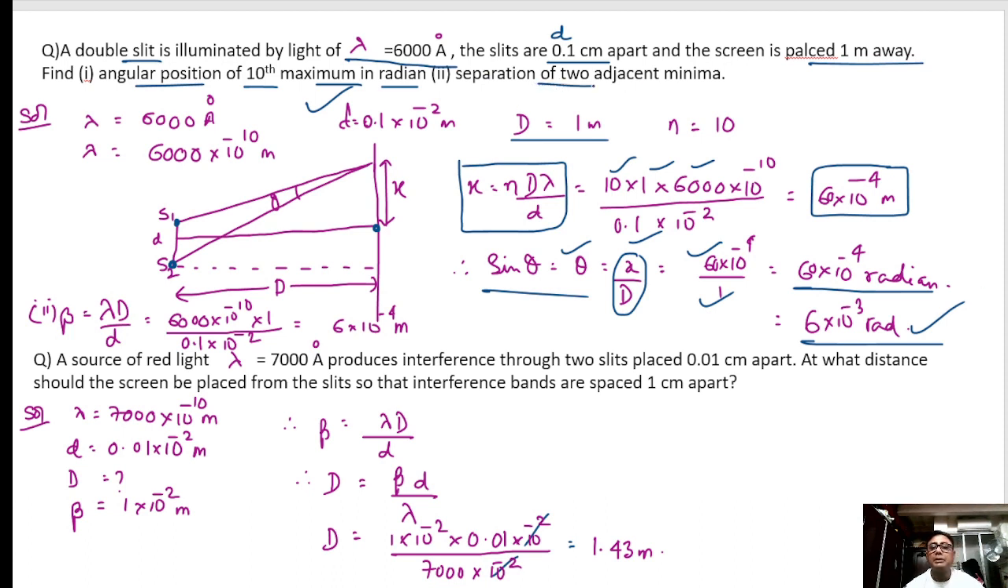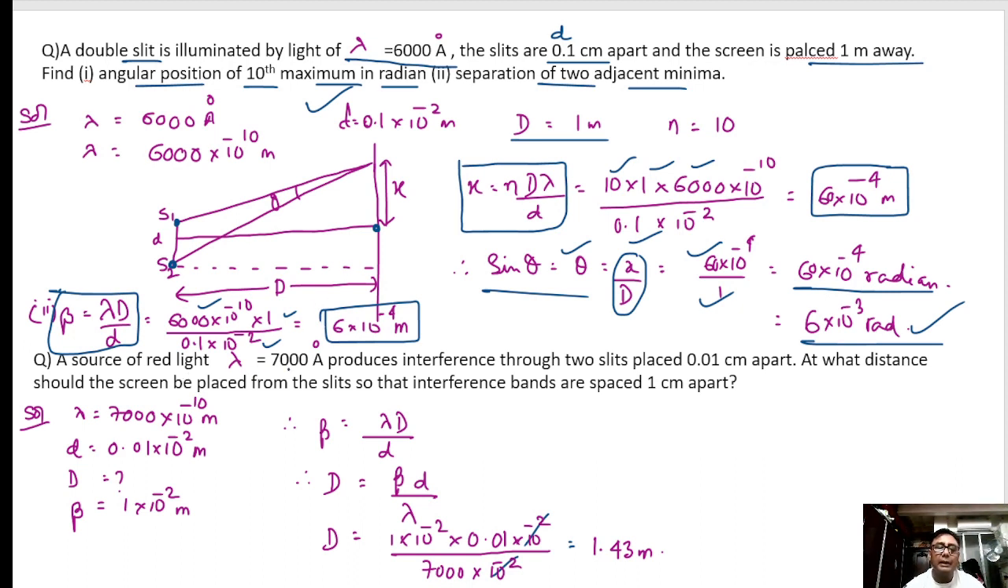Next, the separation of two adjacent minima. Two adjacent minima means it is the fringe width, lambda D by d. Okay, so putting the values of lambda, D and d, we get the distance between two consecutive minima, which is the fringe width.